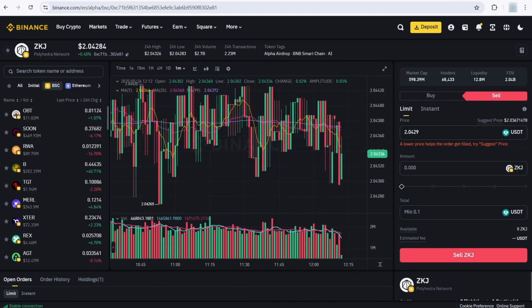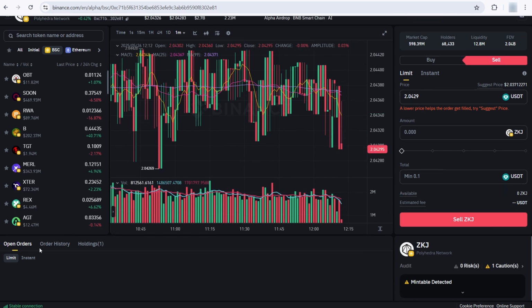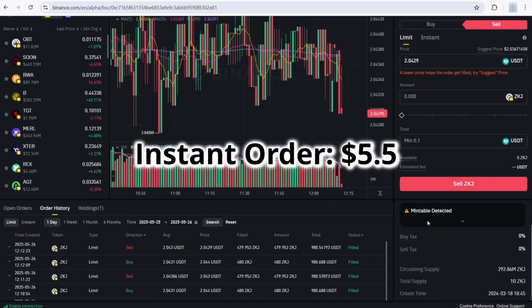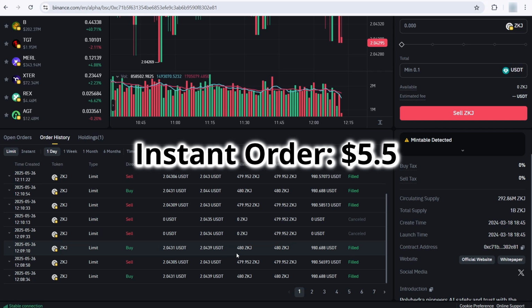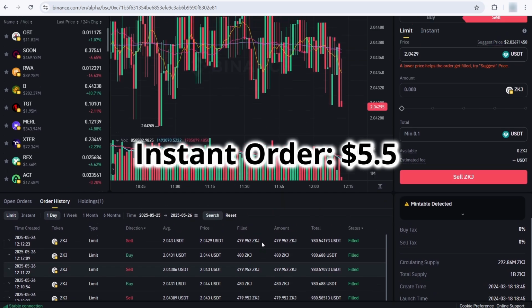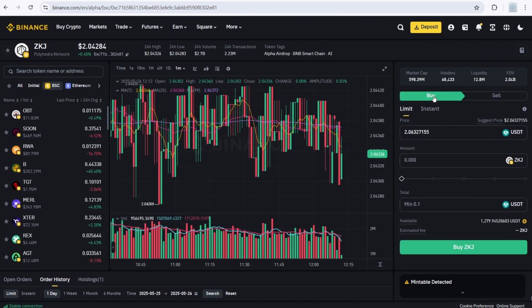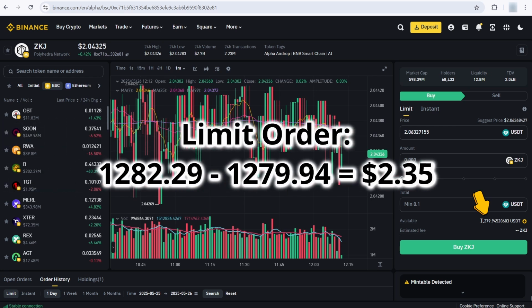And now I want to compare the results from limit order trading with instant trading. Today, using instant orders, I spent $5.5. Let's check my current balance, 1,279.94 USDT. That means by using limit orders, I only spent $2.35, which is twice as cheap.